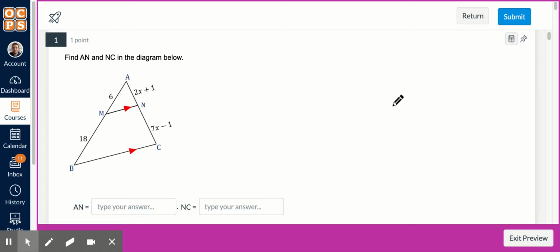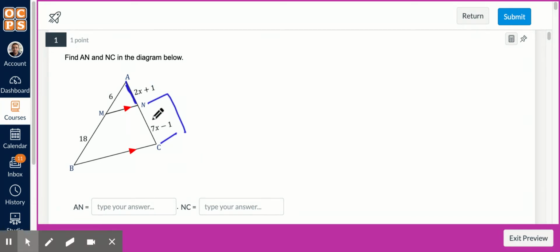Okay, so here we go. How do we solve this? The question is find AN and NC in the diagram below. So AN is this piece, AN, and NC is the bottom part, from here to here. So I gotta find those values. Those segments have X's on them.